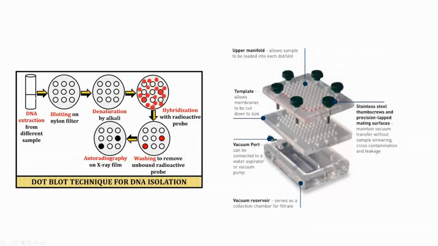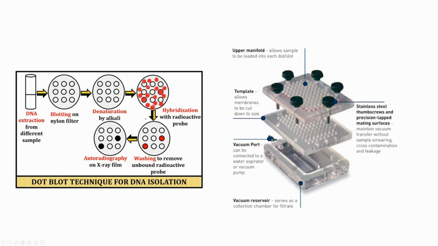For example, you have the DNA extracted from different samples. There are 100 samples, right? And then you can plot them on the nylon filter. And the way to do it is like this. This is a manifold here, all right? So on the manifold, you have the membrane here, all right? And then for each individual well, you can put one sample, right? So different samples, you can put a spot here, all right?